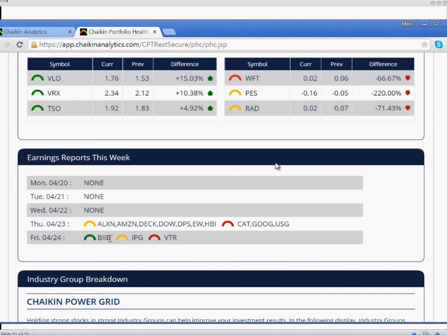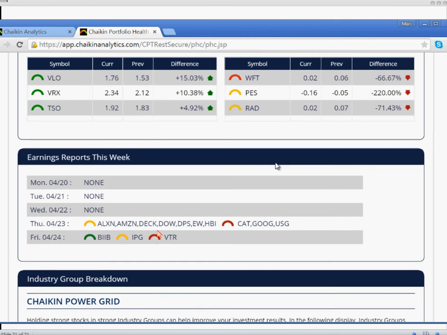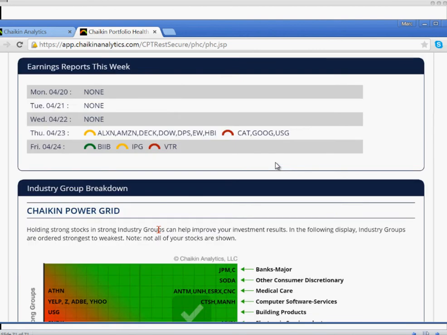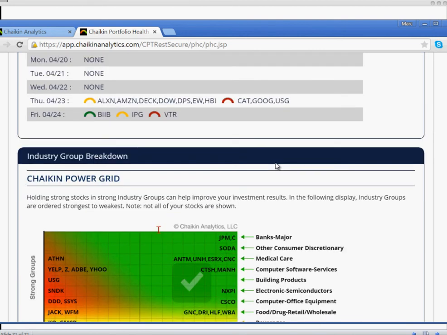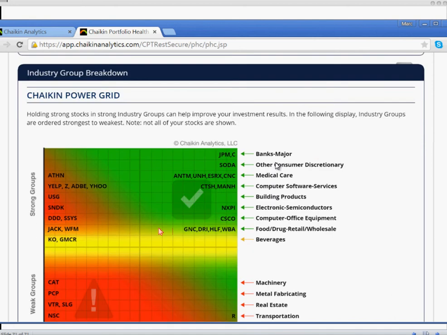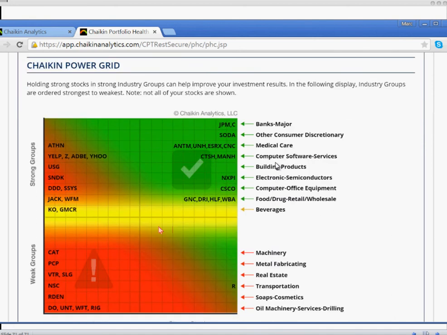And then what I consider to be very important, it tells you which stocks report today and this week. So that's how I know that Biogen's reporting before the opening. It has a bullish rating. We give you a lot of information, but here's the real key. 181 stocks on a 4-quadrant grid. This is the single best piece of stock market analytics software I've ever created. I've been doing this for 40 years.